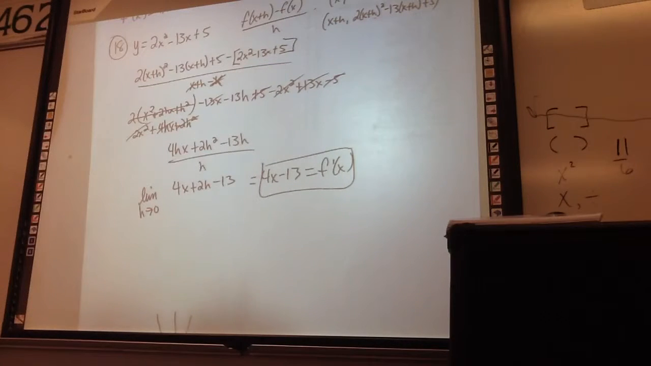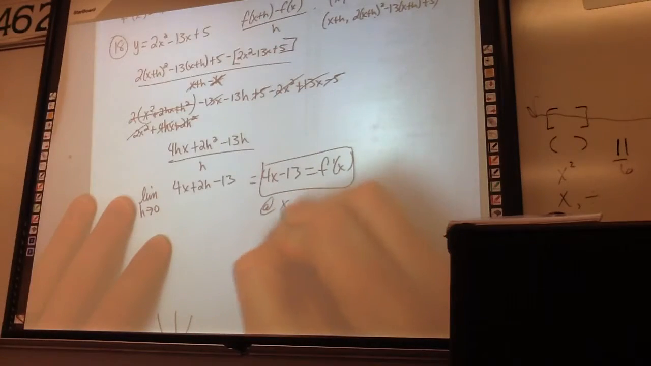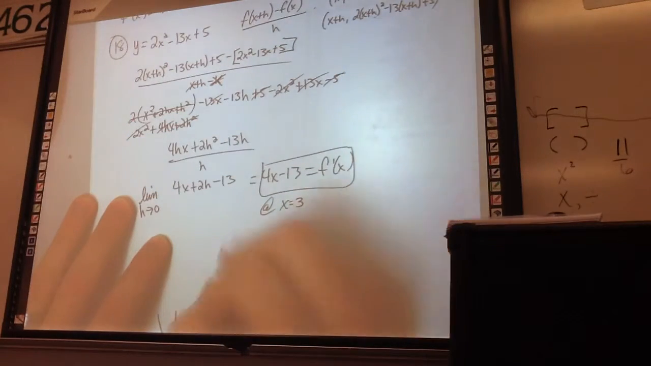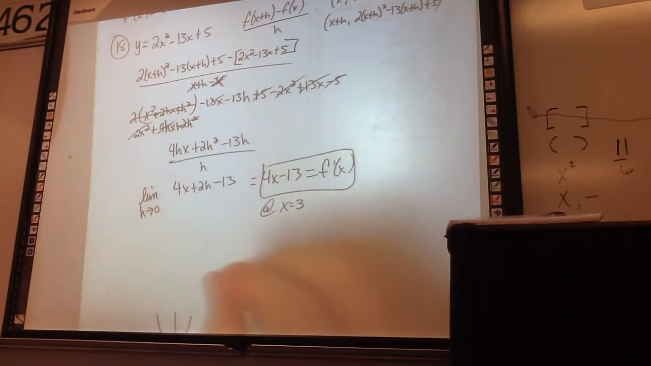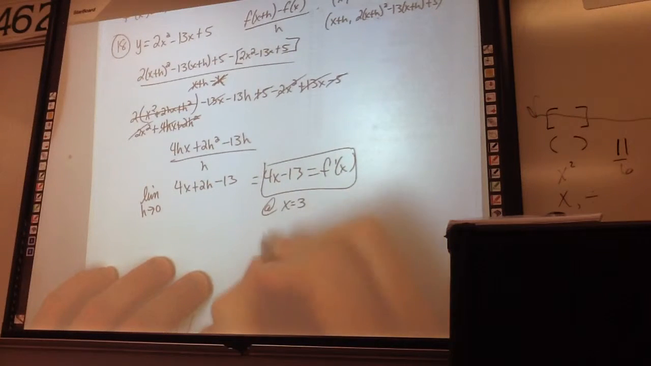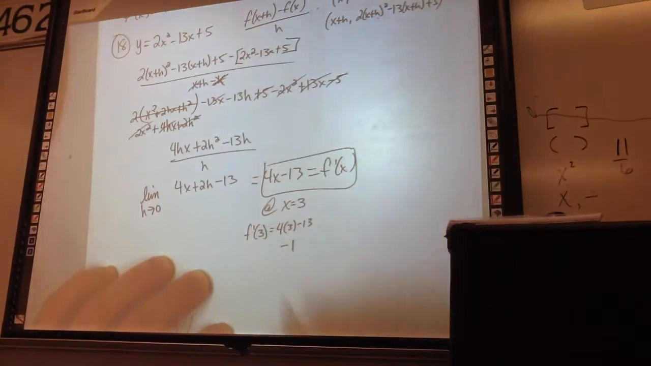Then it says use that to find the equation of the line tangent to the curve at x equals 3. So at x equals 3, well, to get your slope, you use your derivative. You just plug in 3. So f prime of 3 is 4 times 3 minus 13. That's -1. That tells you that's your slope when x is 3.